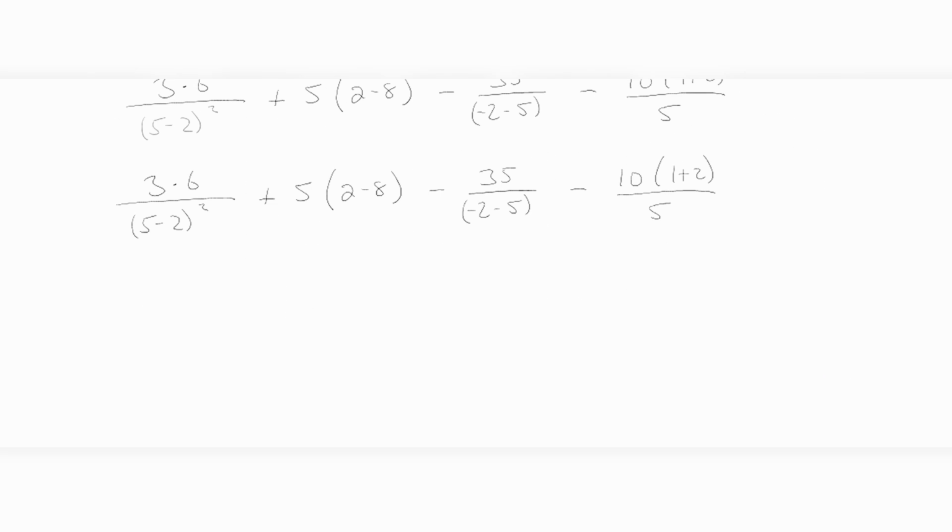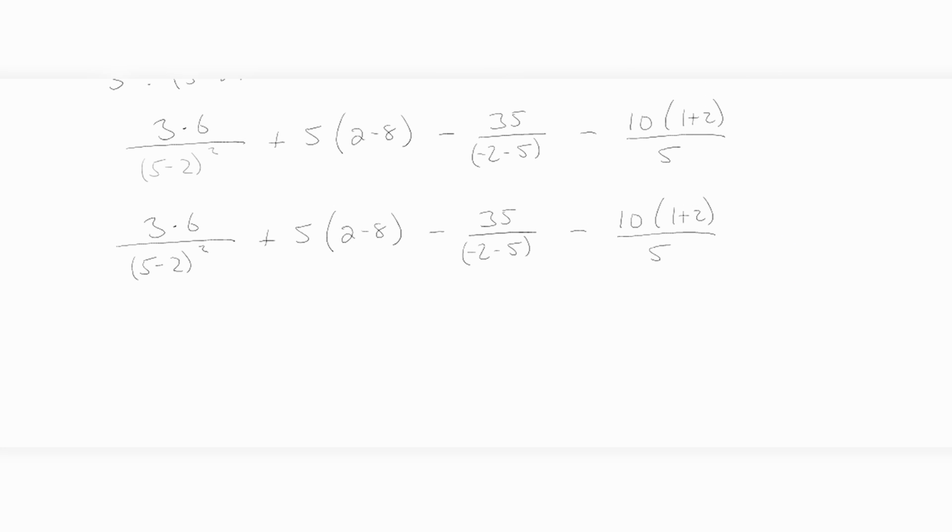Compute this by applying order of operations independently and simultaneously to each term, numerator, denominator, or expression in parentheses. So that 3 times 6, I know that's 18. 5 minus 2, I know that's a 3. 2 minus 8, I know that's a negative 6. Negative 2 minus 5, I know that's a negative 7. This 10 and this 5 can simplify. I could divide both of them by 5. So 2 and 1. And 1 plus 2, I know that's 3.